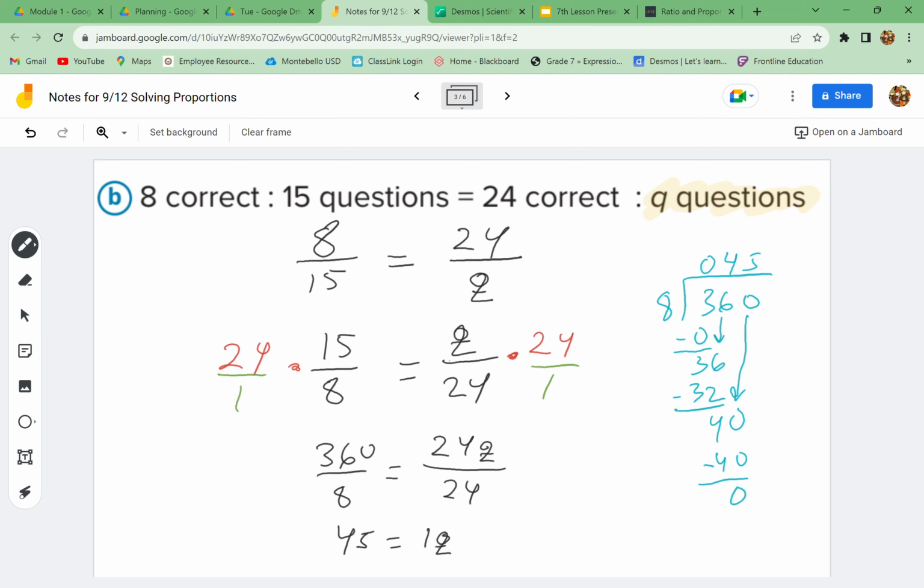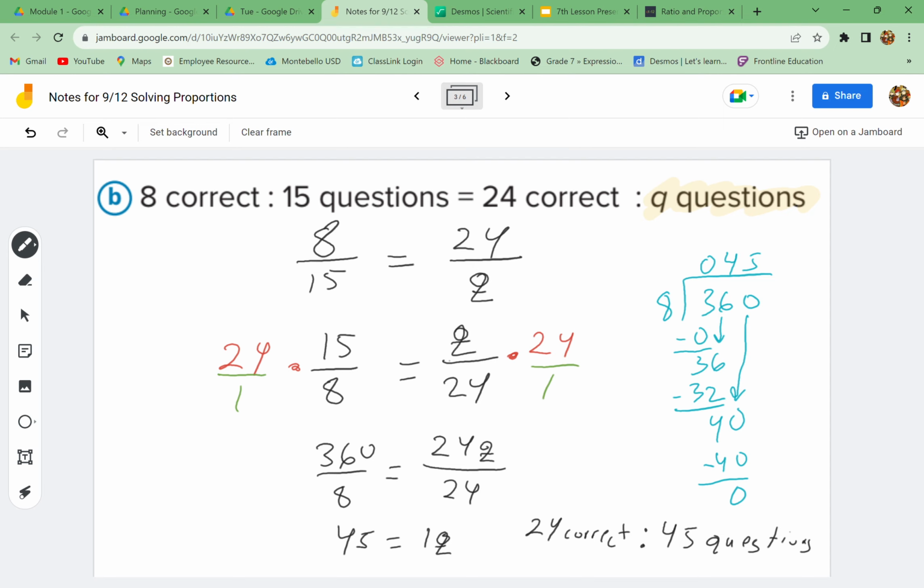Okay, so what that means is that when I get 24 correct, I'll have 45 questions. Okay, 45 questions, right? So this is the way you would do it to solve it.